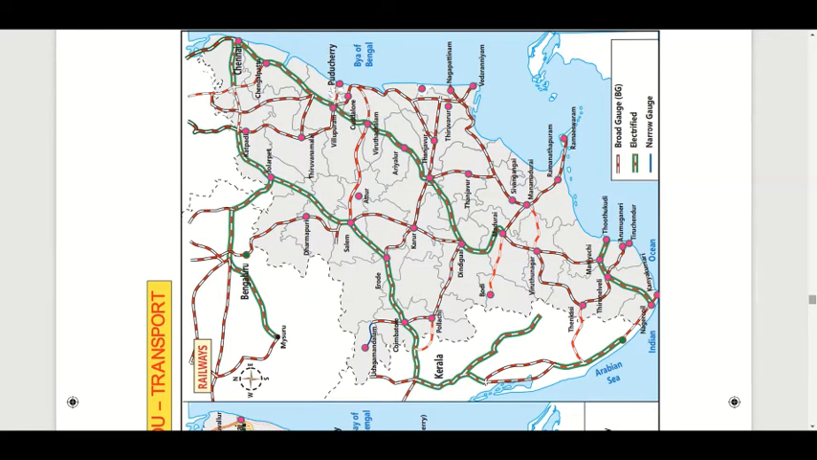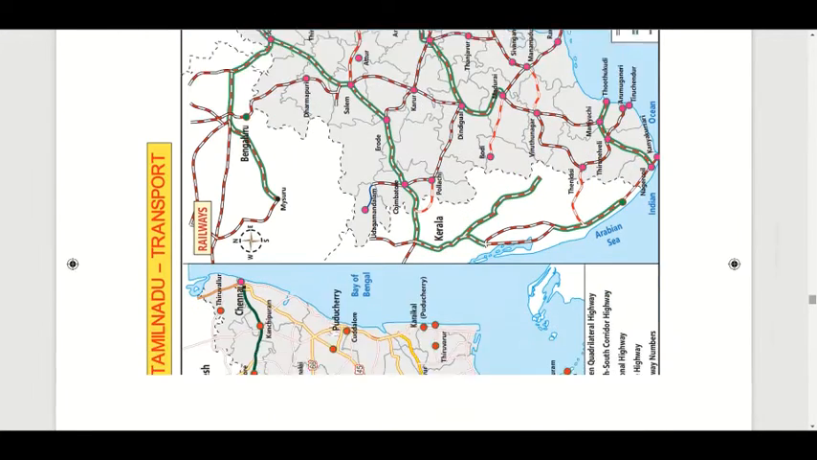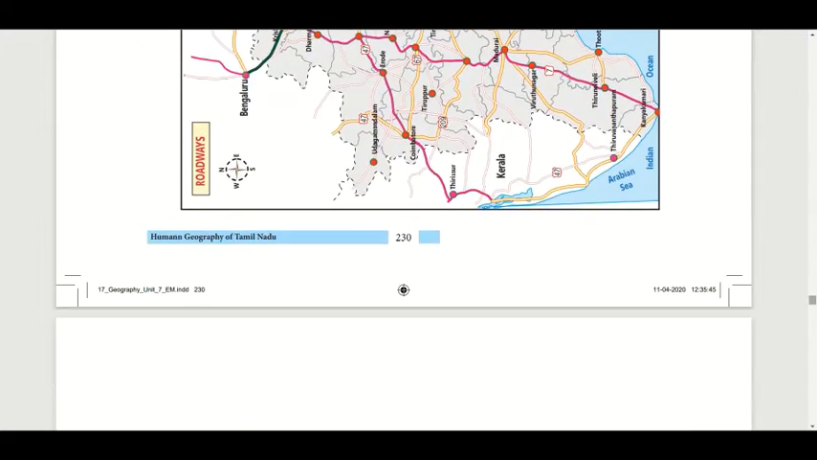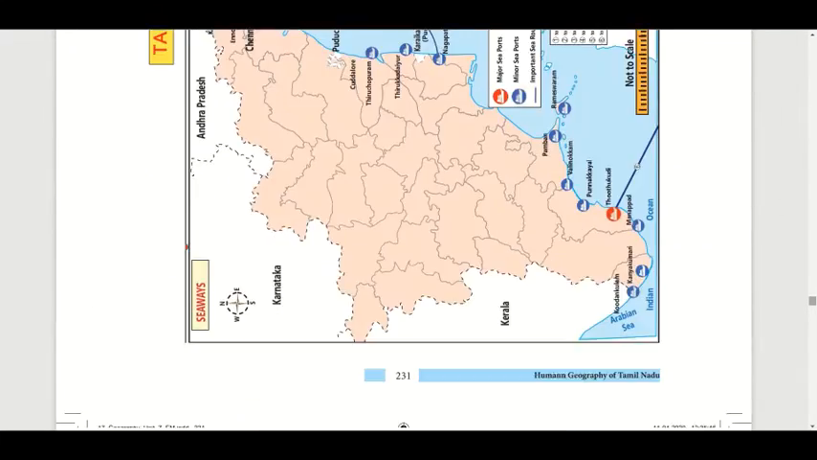So you can go through all the places through the map. Is it clear, ma? Just you can check over it. Again we will see it elaborately in the next class related to the map.